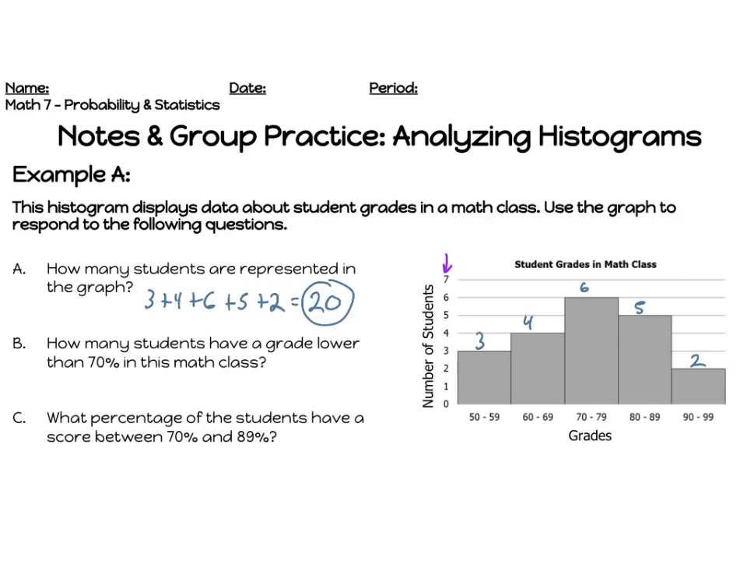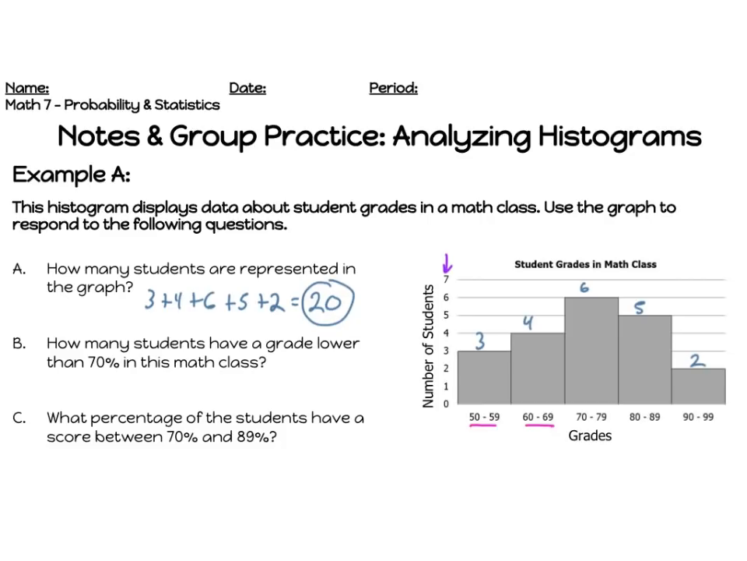The second question says, how many students have a grade lower than 70% in this math class? So it sounds like right there, we're going to have to be using a proportion. But luckily for us, we know how to use proportions, so we can do that. We need to figure out how many students have a grade of lower than 70%. So we have to look at which columns are lower than 70%. So this column, 50 to 59, lower than 70%. We're good so far. This column, below 70%, 60 to 69.